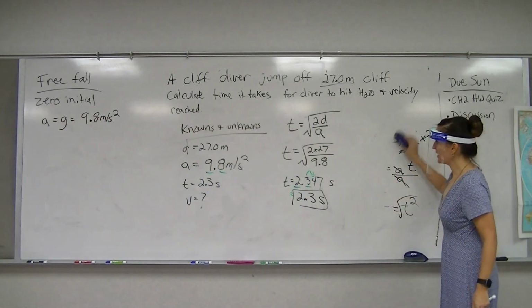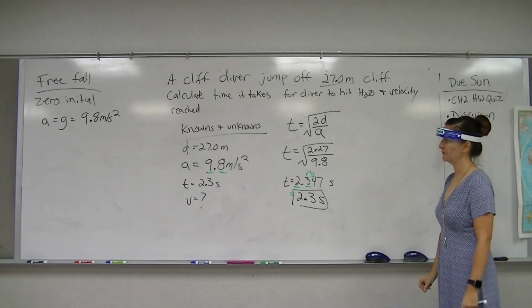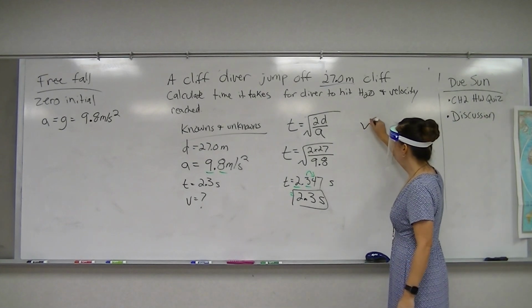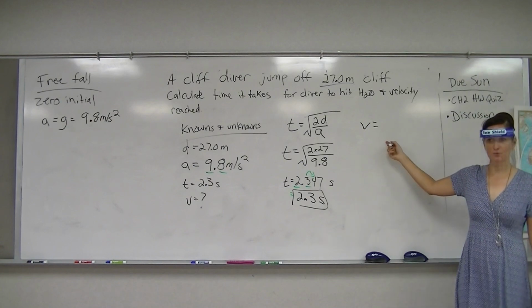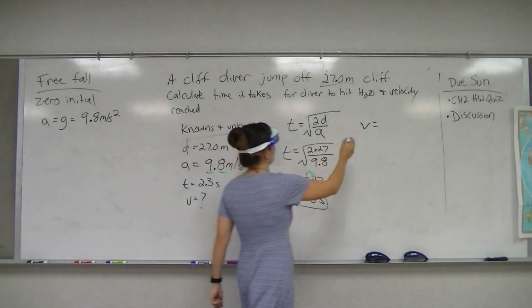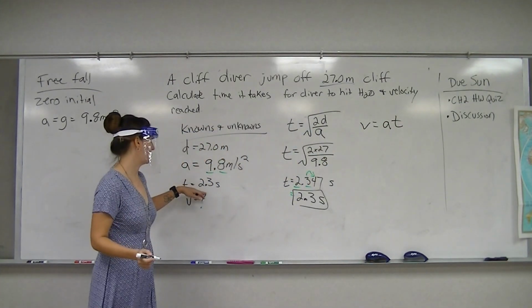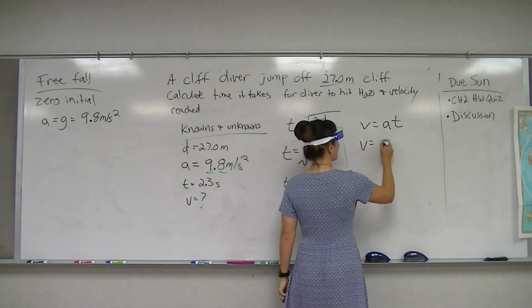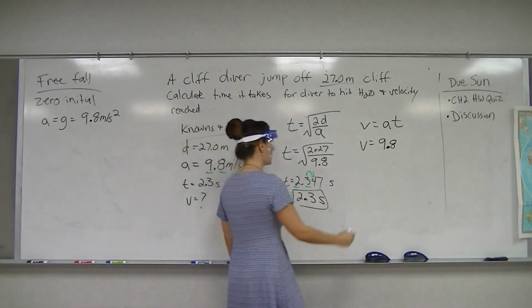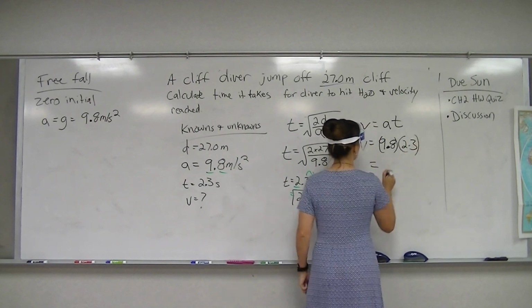Right? Now that we have time, we'll be able to revisit our equations and solve for velocity. So when I'm solving for velocity, what I would do is pick the one where v is equal to. And what is that? Is it at? Yeah. So v is equal to at because I have my acceleration and now I have my time. So the acceleration is the rate of gravity because that's the only thing affecting him, right? He's going straight down into the water. So a times t, which we just said was 2.3 seconds.